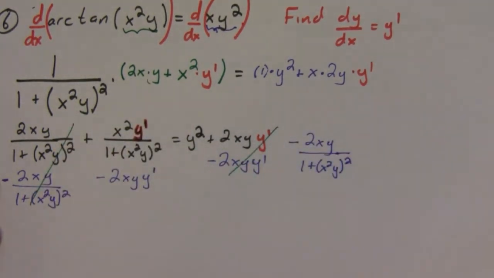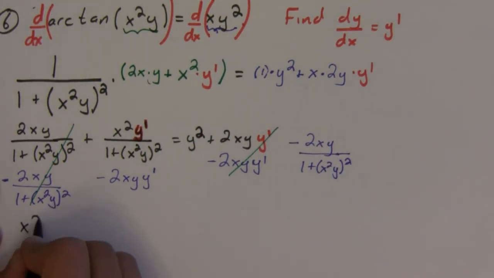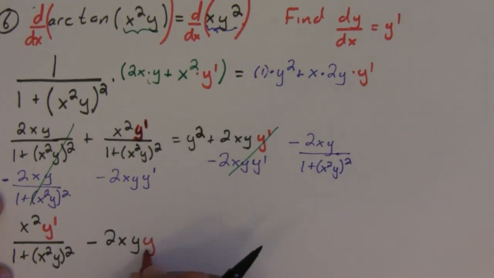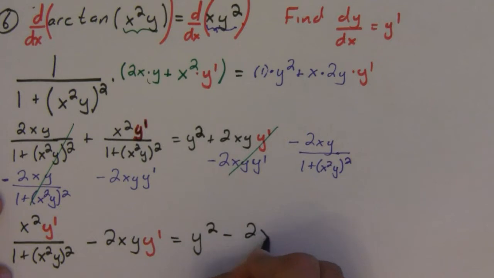Okay, so if we do that, what we're going to end up with is x squared y prime over 1 plus x squared y, quantity squared, minus 2xy y prime equals y squared minus 2xy over 1 plus x squared y, quantity squared.